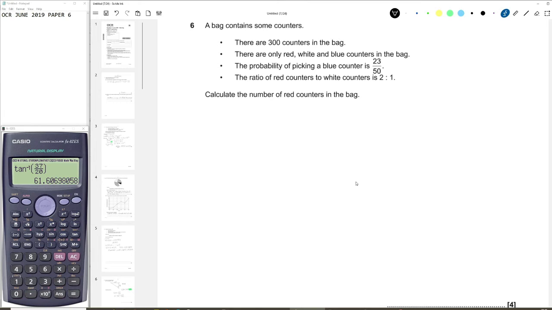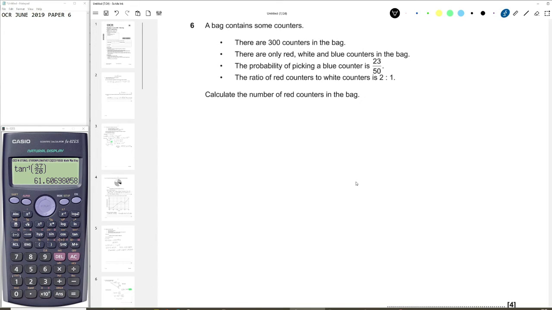Question 6. A bag contains some counters. There are 300 counters in the bag. There are only red, white, blue counters in the bag. The probability of picking a blue counter is 23 over 50. The ratio of red counters to white counters is 2 to 1. Calculate the number of red counters in the bag.